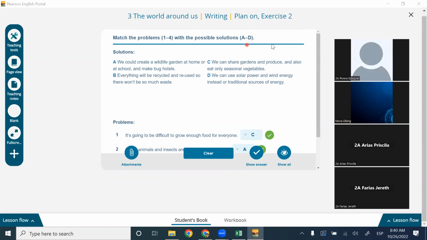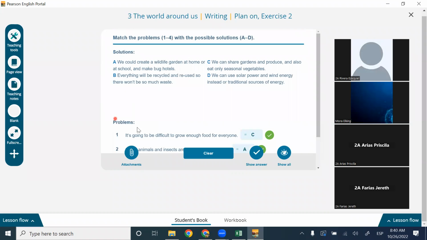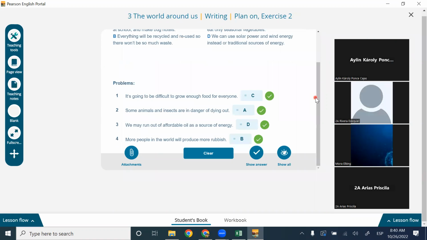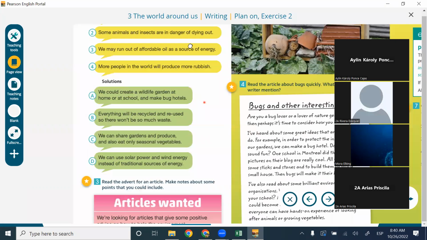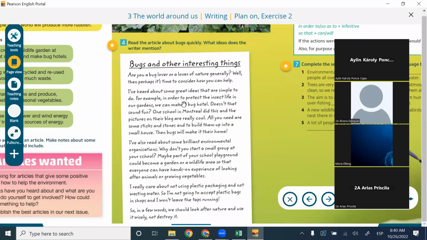Those are some of the options that obviously you are sharing. Remember, we have the problem, and we have some possible solutions to some difficulties that we have. That is block number 2. Now we are going to read this article.